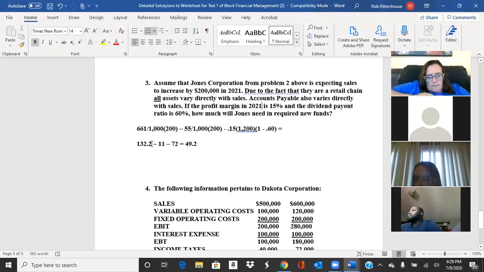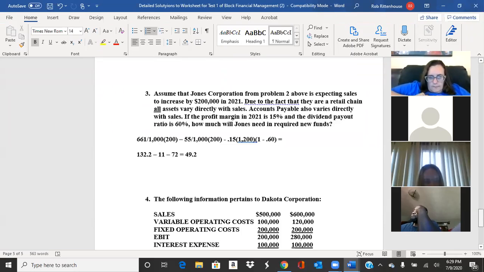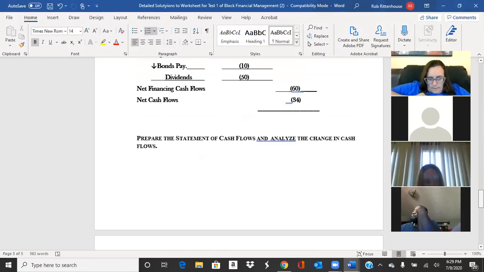$132,200. Now, of course, if assets go up $132,200, and we know assets equal liabilities plus stockholders' equity, then we have to have an equivalent increase in liabilities and stockholders' equity. Well, we know where at least some of the increase in liabilities is going to come from, because we're also told that accounts payable is a variable liability.